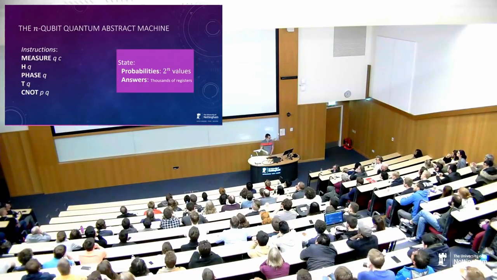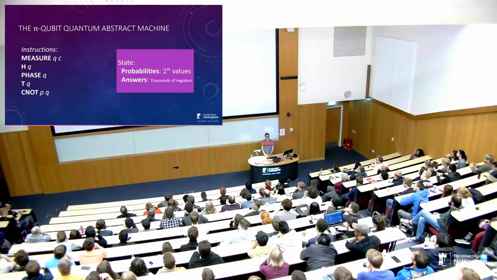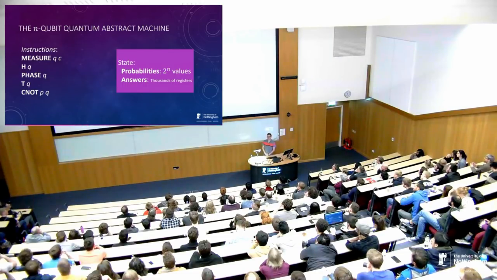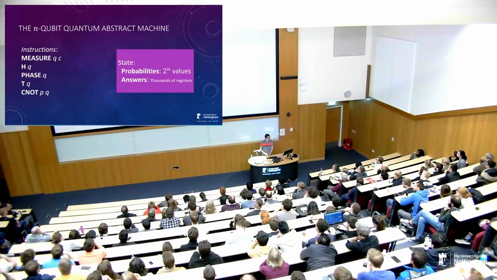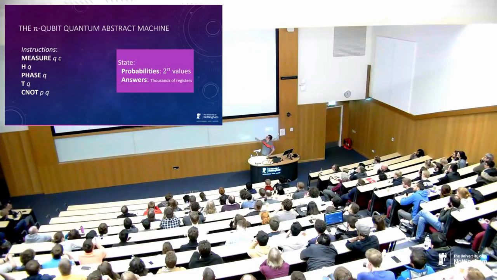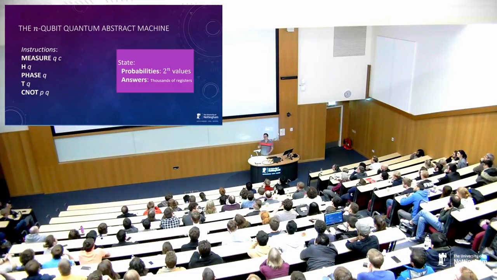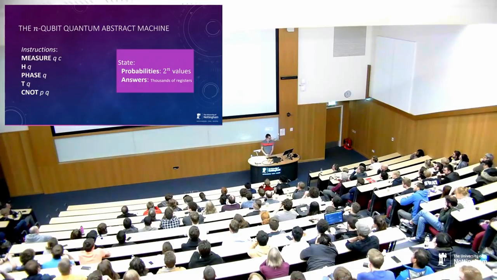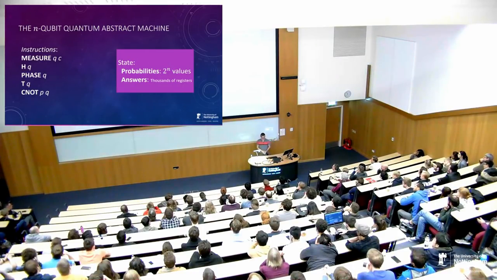I want to drive the point home that thinking about a quantum computer as an abstract machine, something that has state and a particular collection of verbs to change that state, has been a very fruitful way of thinking about how to actually write programs for a quantum computer. To recap, an n-qubit quantum abstract machine is something that has n qubits. That means we're going to have 2 to the power of n probabilities, if you've been following along. And then we're going to have a place to deposit the answers from measurements, and we can have as many as we want, maybe thousands. Our instructions here are measuring, and then these four other gates, H, phase, T, and C naught. And those four really form a sort of assembly language for a quantum computer.